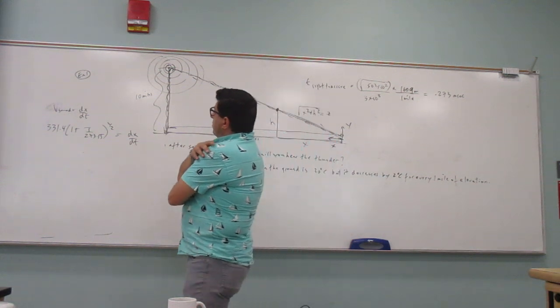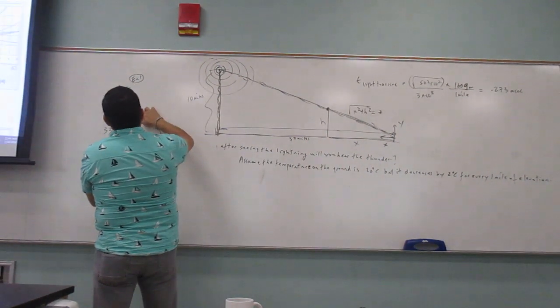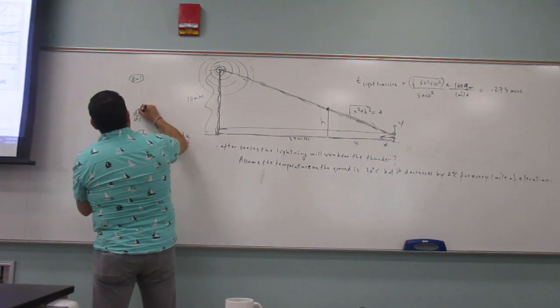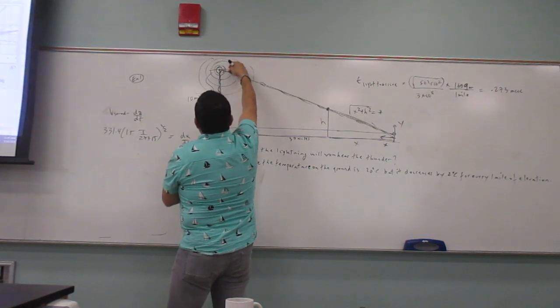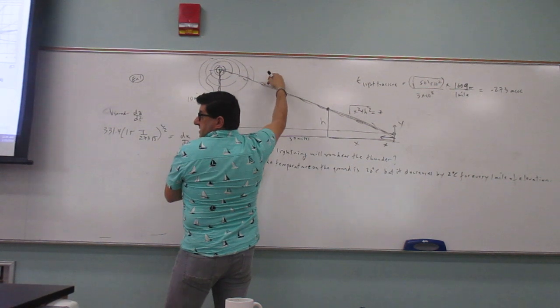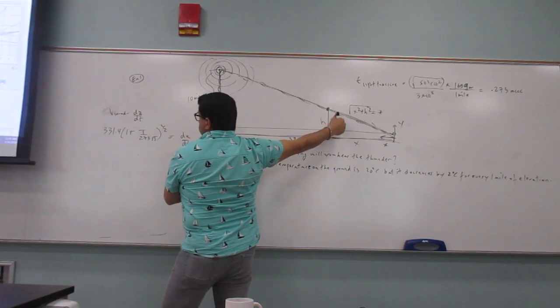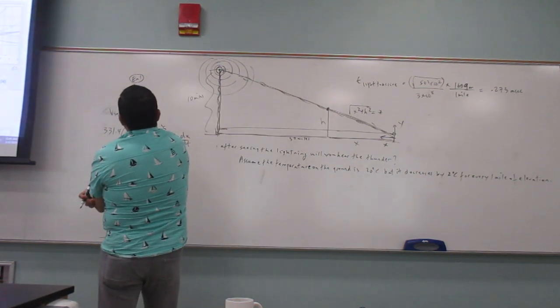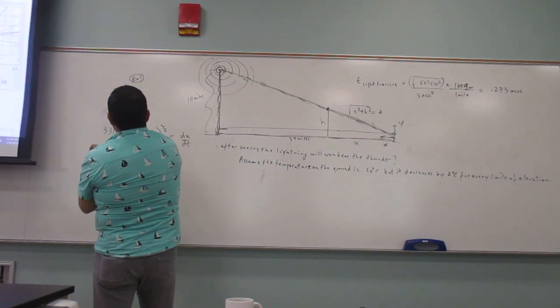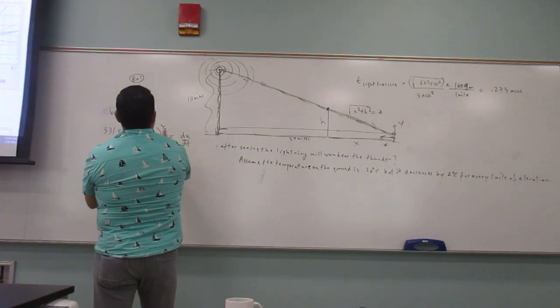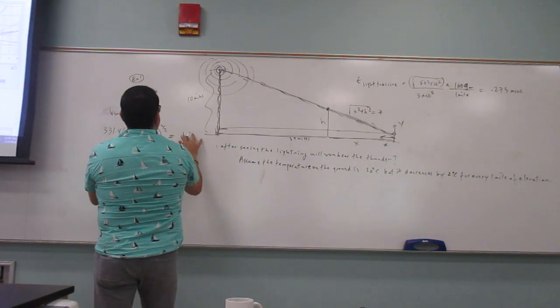So the velocity of sound is going to be dz/dt, because it's the rate at which the sound wave is traveling in this direction, towards the person. So then 331 times the square root of 1 plus t over 273.15 is equal to what? dz/dt.